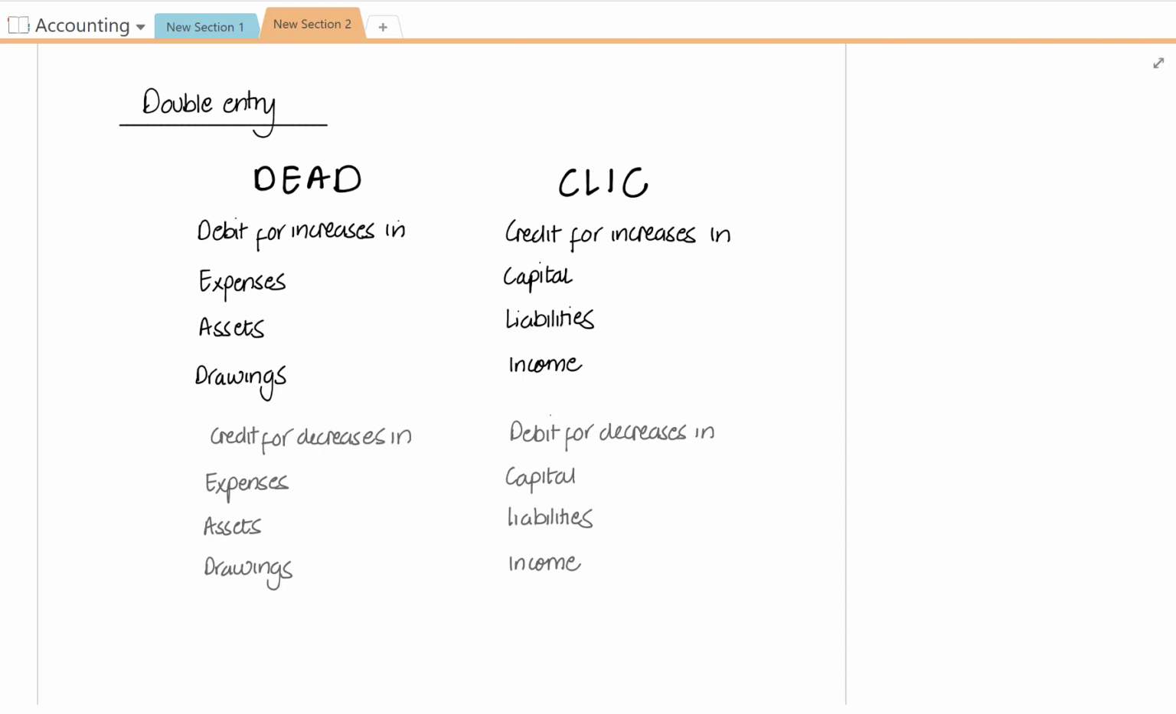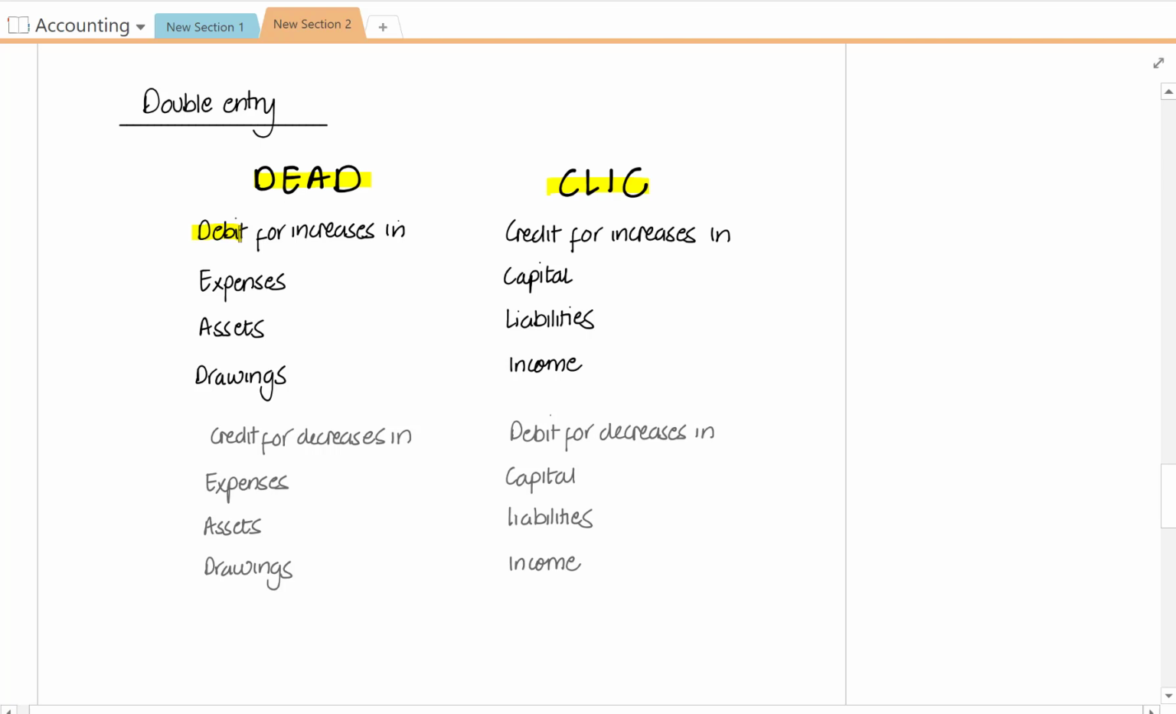Now, the phrase that we've got here on this screen sounds a lot more dire than it really is. But I promise you that if you can learn this mnemonic and learn it well, it will make recording transactions for you as easy as breathing. Okay, so let's break this down. We've got the phrase dead click. Okay, so what does it stand for? Well, starting with the word dead first, we've got the D, which stands for debit.